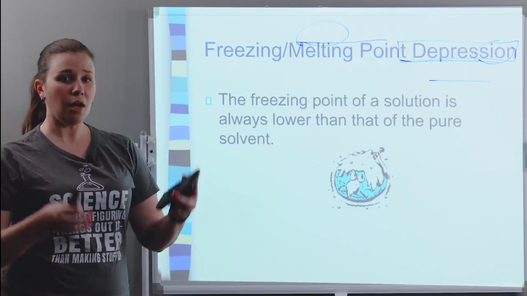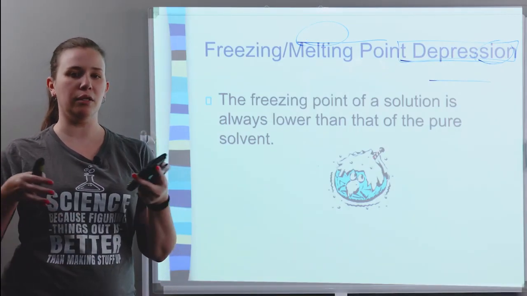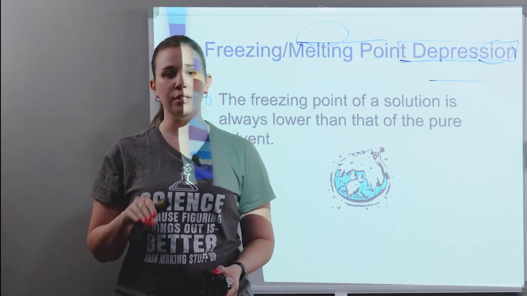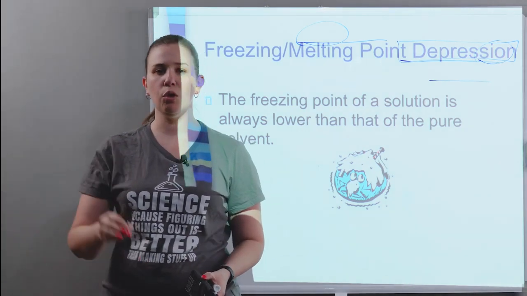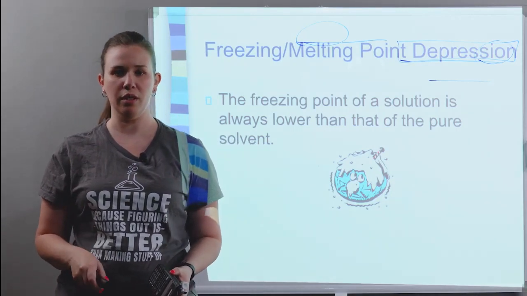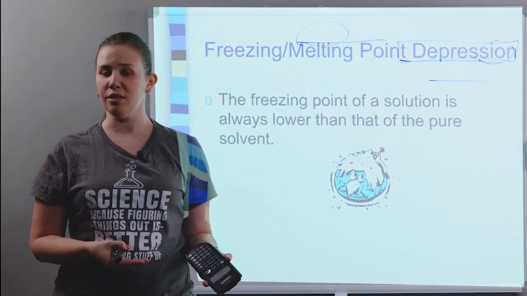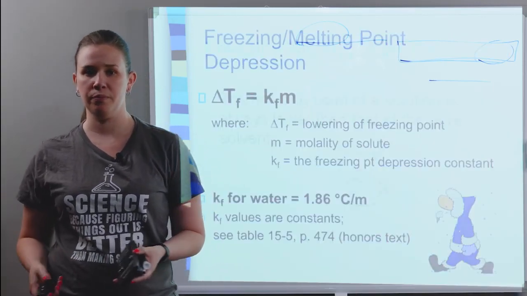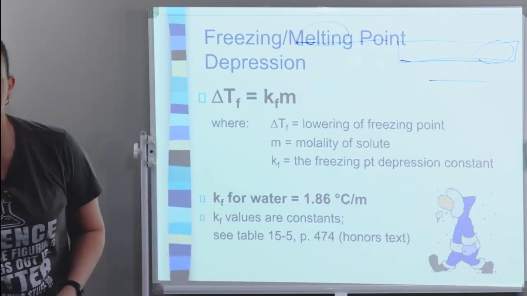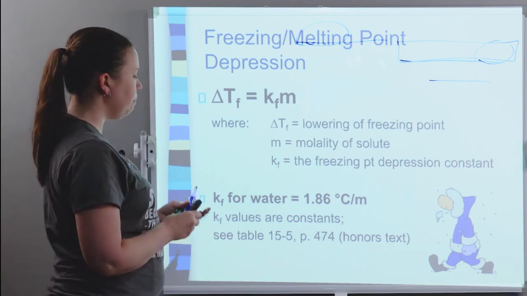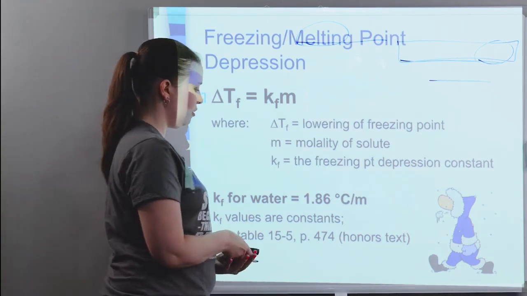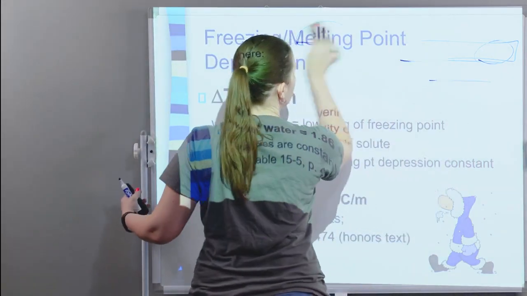All right, so that's all about boiling. Now let's move on to freezing. Where our boiling point always went up, our freezing always goes down. We're going to lower the freezing point of the substance. And so when we find delta T, we want to then compare that to below 0. The formula looks very similar to our delta TB formula. In this case, I've got delta TF equals KF times the molality.